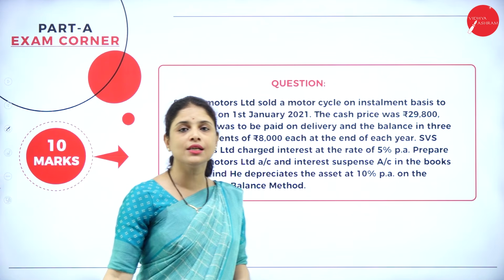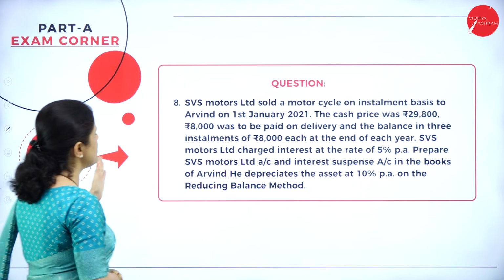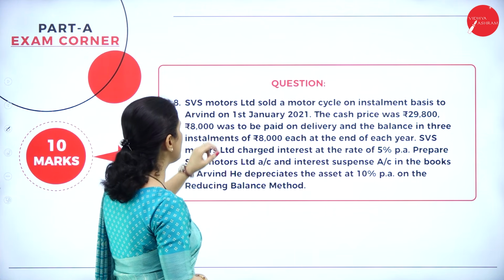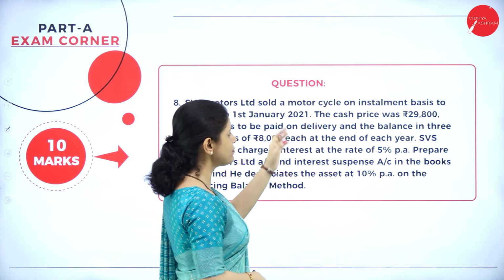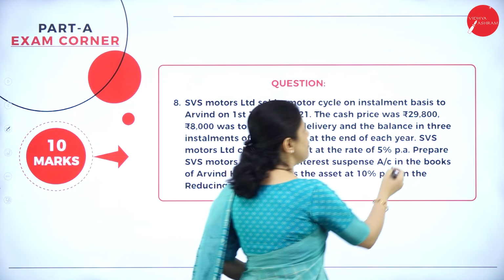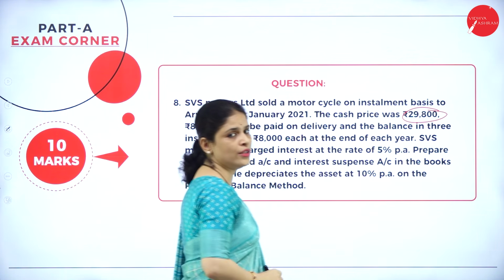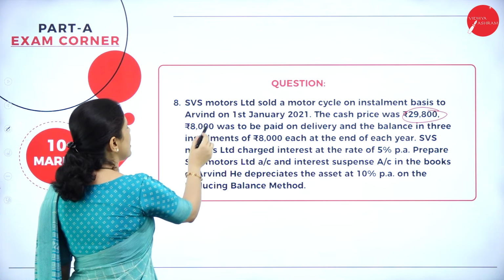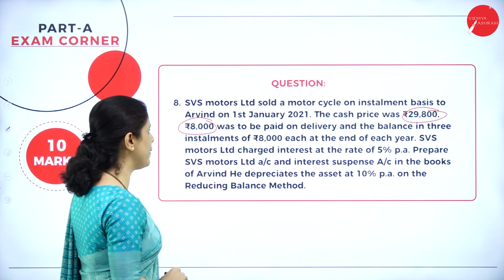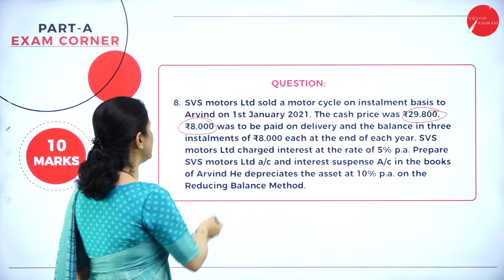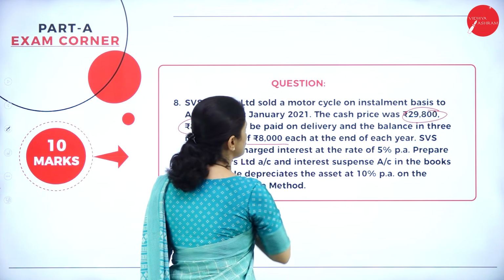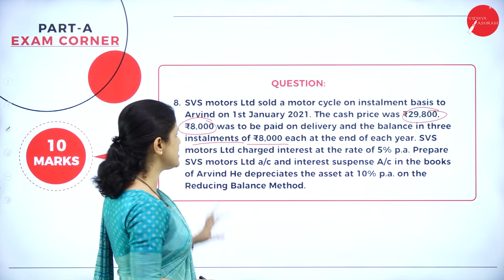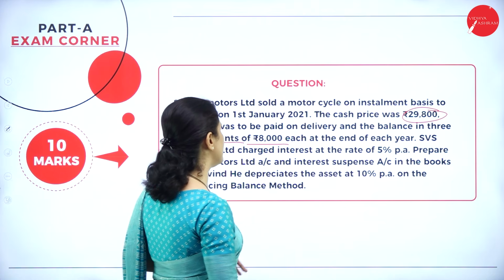Now let us go to the second question. SVS Motors Limited sold a motor car on installment basis to Arvind on 1st January 2021. The cash price was 29,800. So what is the cash price? It is 29,800. 8,000 was to be paid on delivery and the balance in 3 installments of 8,000 each. They have given the installment here, that is 8,000 each at the end of each year.